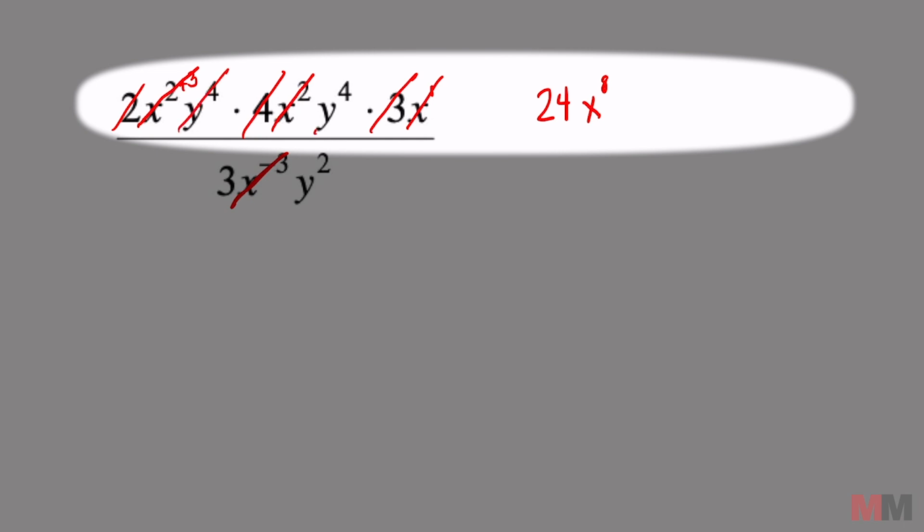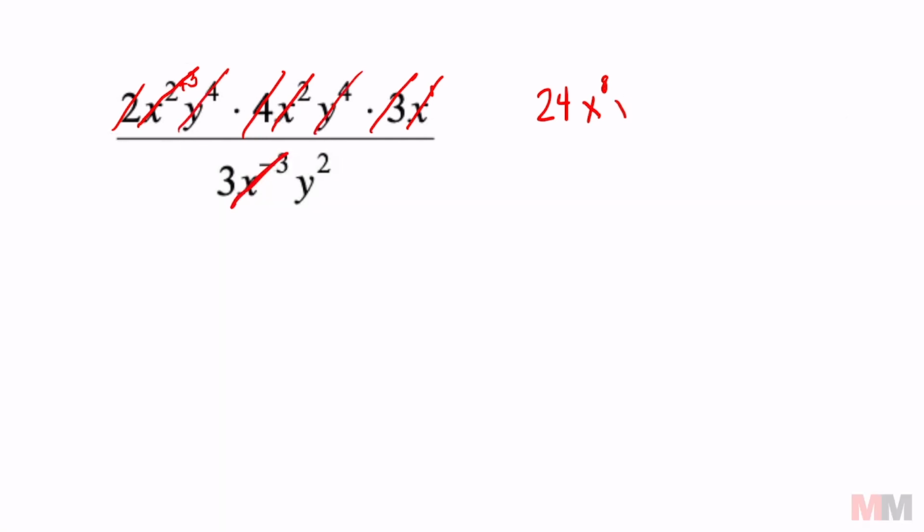y4 and y4, add the exponents. That's going to get me y8. And we could just write what's at the bottom. So we got rid of a lot of things right away. And then keep going from there.